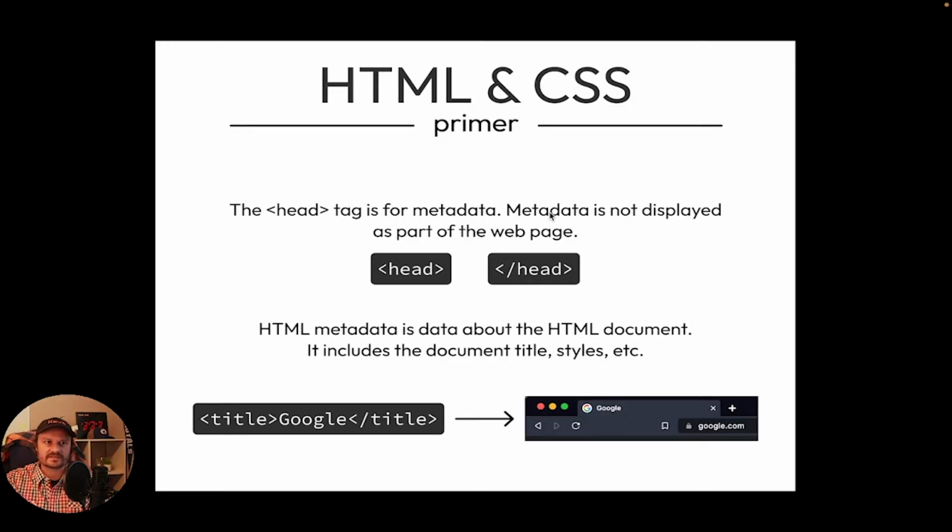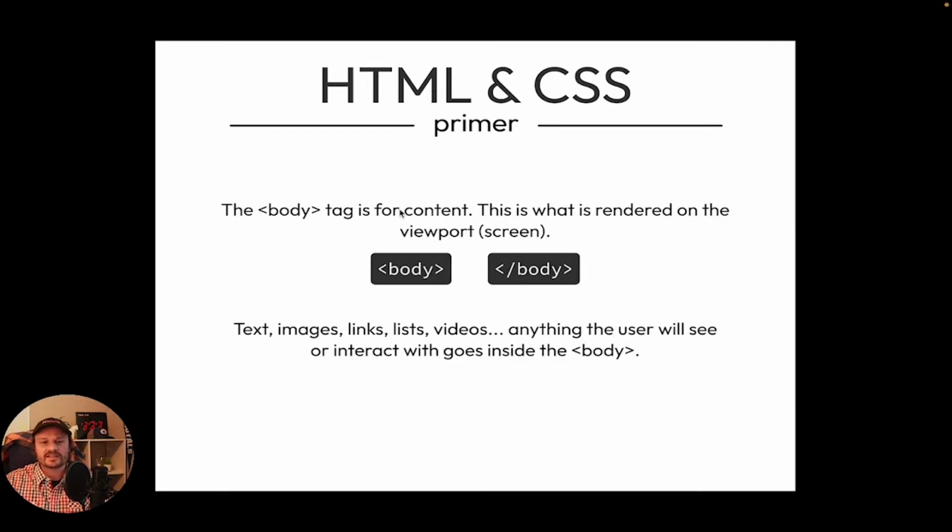Metadata is content that is not displayed on the web page but tells the browser more information about the web page. Now, the body tag, that's where your content comes in. This is what is rendered in the viewport, and the viewport is sort of a fancy word for the actual web page portion of what you see when you have a browser open. So a browser includes the URL input field where you can type google.com or any number of things, and there are also buttons on your browser.